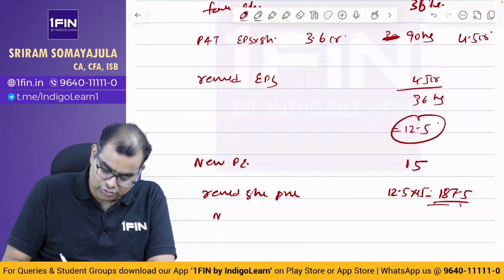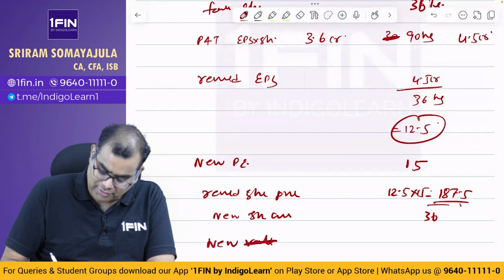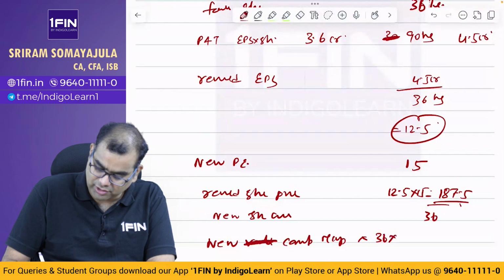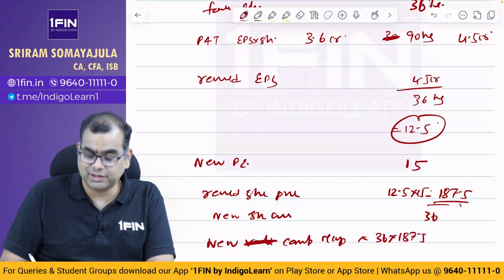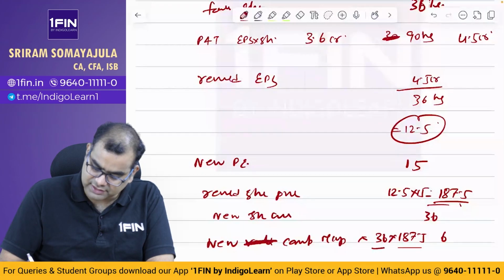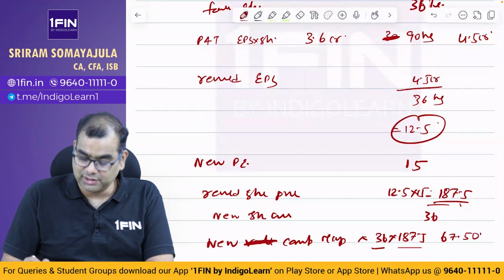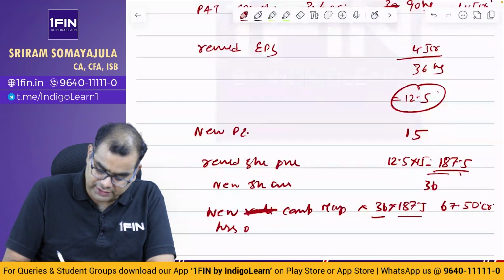Revised share price. New share count is 36 lakhs. New combined market cap is equal to 36 into 187.5. 36 into 187.5, you get, this is rupees and 36 is lakhs. So you get 6750, that is 67.50 crores is the new market cap less old market cap.